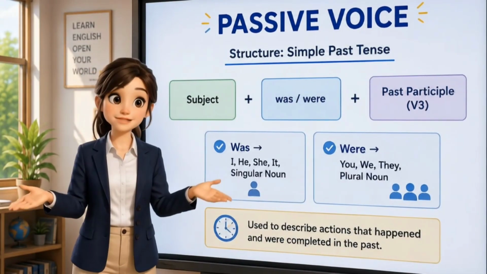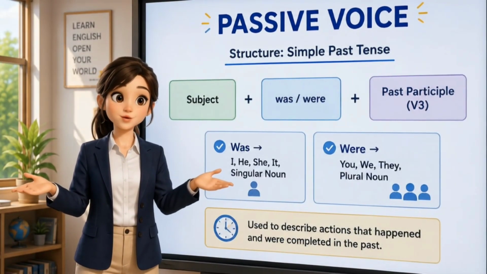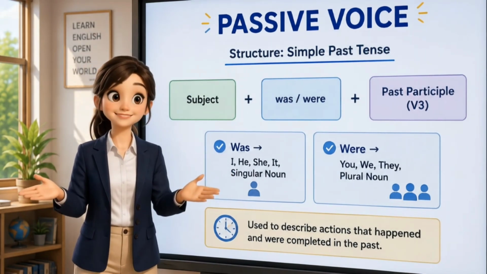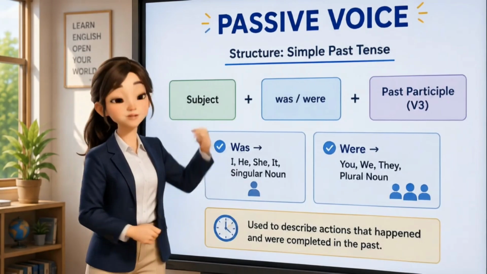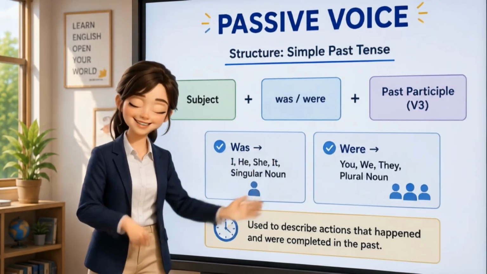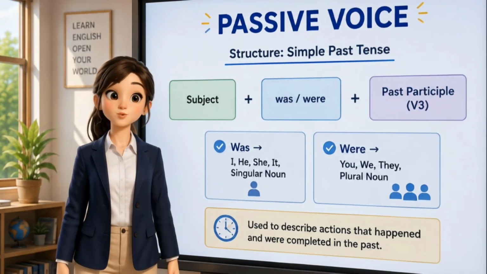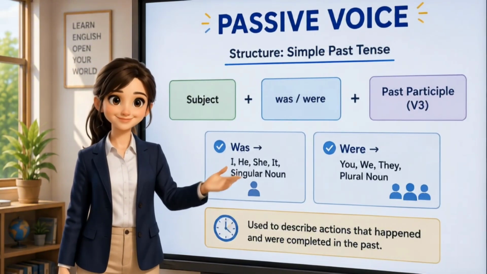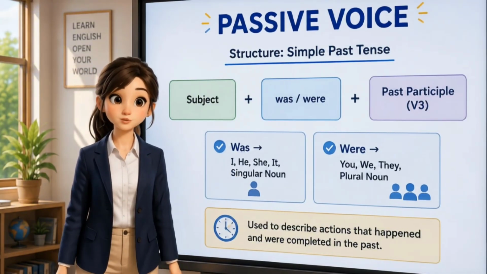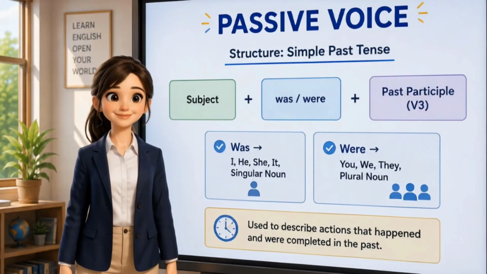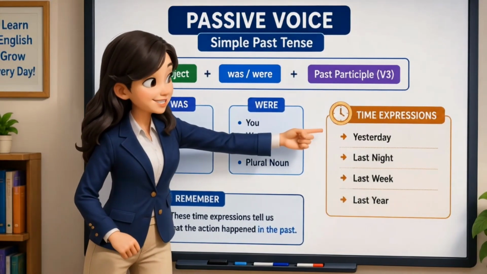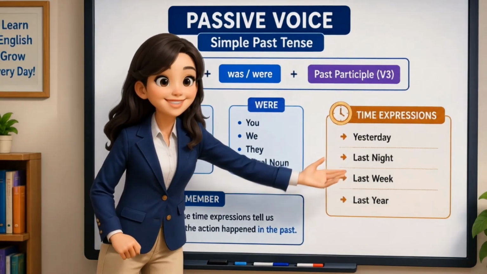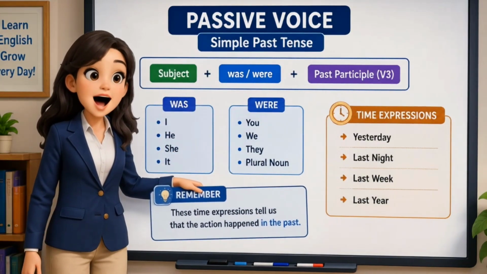Now, let's move on to the simple past tense in passive voice. We use it to talk about actions that happened and were completed in the past. The structure of simple past passive is subject followed by was or were and then the past participle, or verb 3. We use was with singular subjects such as I, he, she, and it. We use were with plural subjects such as you, we, and they. Look at some common time expressions used in the simple past: yesterday, last night, last week, and last year. These time expressions tell us that the action happened in the past.